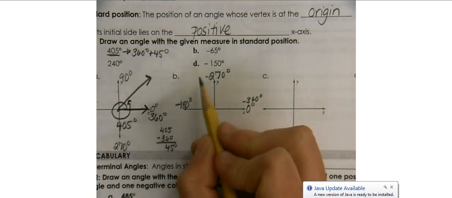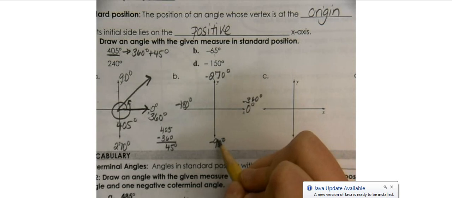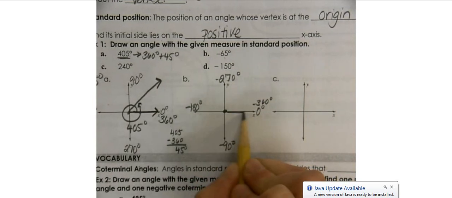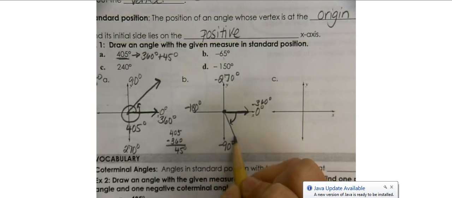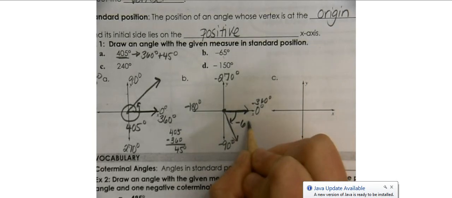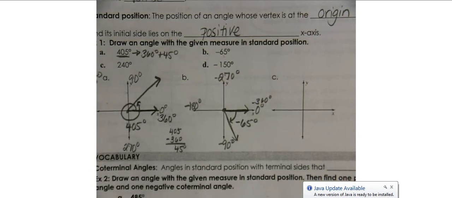So negative 65 degrees, well, that's going to be a little bit closer to negative 90 than 45 was to 90, so it's just going to be a little bit closer. So I'm going to draw my initial side on the positive x-axis, and then I'm going to kind of guesstimate. This is not going to be perfect, but it's a little bit more than halfway, and this represents negative 65 degrees. When you are doing these types of problems on your test, because there will be problems exactly like this on your test, I will be looking for a couple of things.